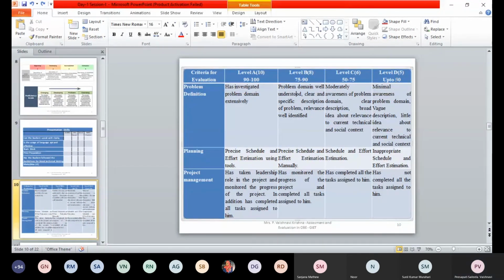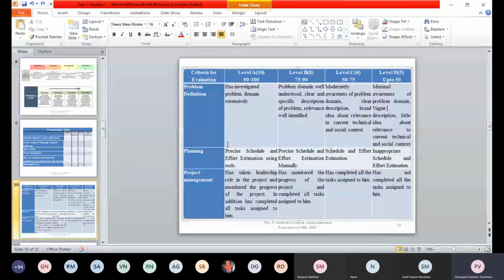Then when does he fall into level D? He has a minimal awareness of problem domain. Then he'll be vague in description. I hope all of you have seen such comedy videos of Viva and all. Okay, so some vague answers students will generally try to give us. So he falls under this level D. So he will have a minimal awareness of the problem domain. Then he will give a vague description. Then he has very little idea about the relevance to current technical and social context.